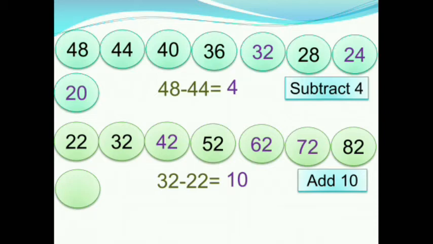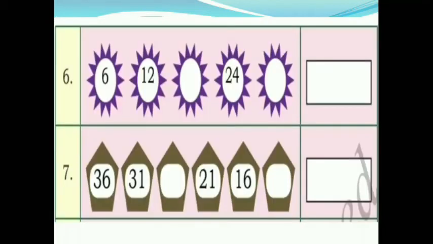Next we should find out the next number. To find out the next number, we should add 10 to 82. 82 plus 10, 92. See this question. 6, 12, dash, 24, dash. To find out the missing number, we should subtract 6 from 12. What is 12 minus 6? Yes, 12 minus 6 is equal to 6.